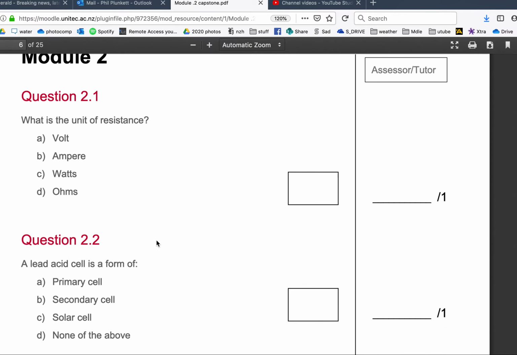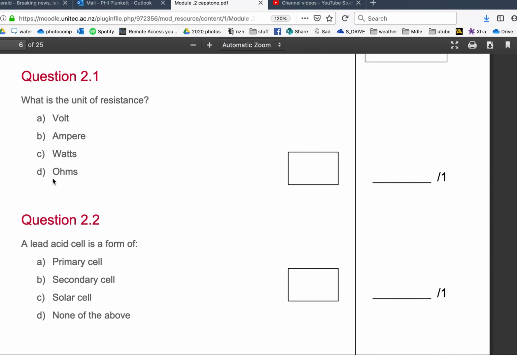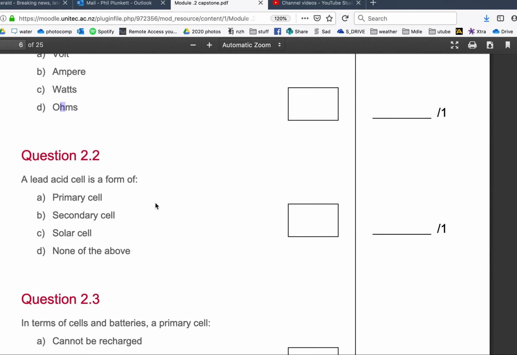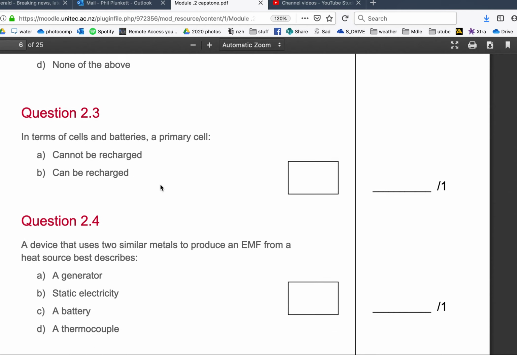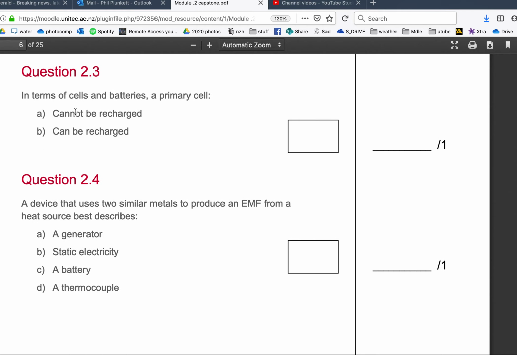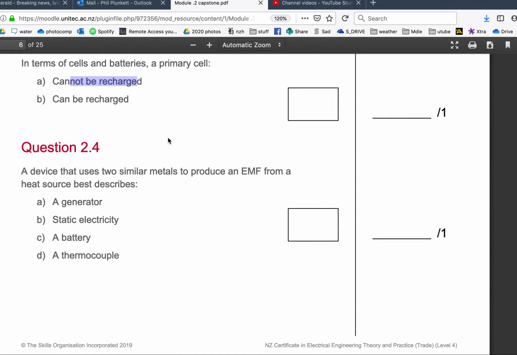What is the unit of resistance? That's too easy. Okay, lead acid in the cell is a form of. Okay, so lead acid is what we have in our cars and that, and we can recharge them. So if it's rechargeable, it's a secondary cell. In terms of cells and batteries, a primary cell cannot be charged.